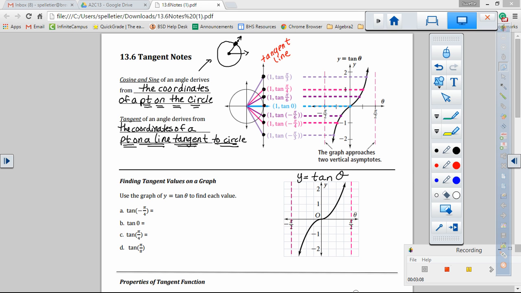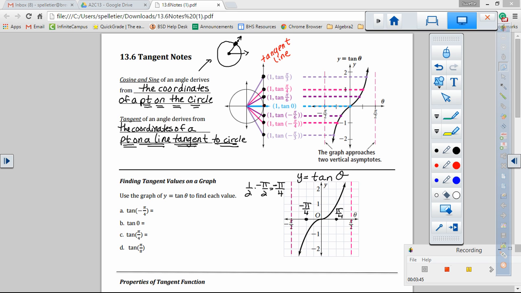So you'll notice negative pi over 4 isn't on the actual x-axis, but this is negative pi over 2, and this is 0. So what would 1/2 of that be? 1/2 of negative pi over 2. Multiply across the top, negative pi, multiply across the bottom, 4. So half of negative pi over 2 is negative pi over 4. So this is negative pi over 4. So that means that this is positive pi over 4.